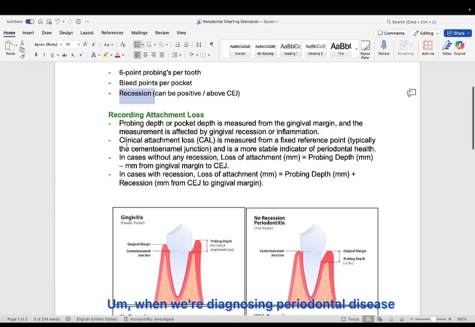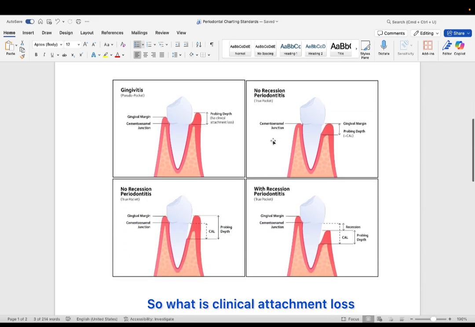When we're diagnosing periodontal disease, it's not just based on pocket depths. We are diagnosing off of clinical attachment loss. So, what is clinical attachment loss? It is the distance from the cemental enamel junction, or the bottom of the crown where the root starts, to the bottom of the pocket. The clinical attachment loss needs to be 5 millimeters or greater in order to qualify for SRP, not just a regular pocket depth.